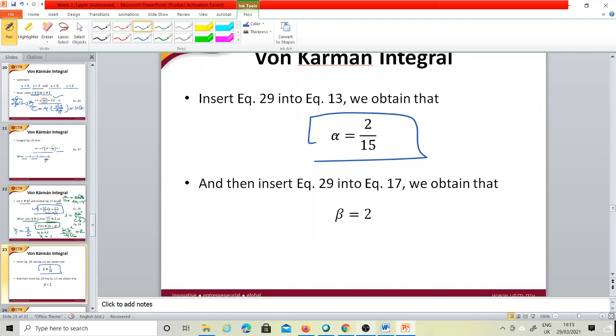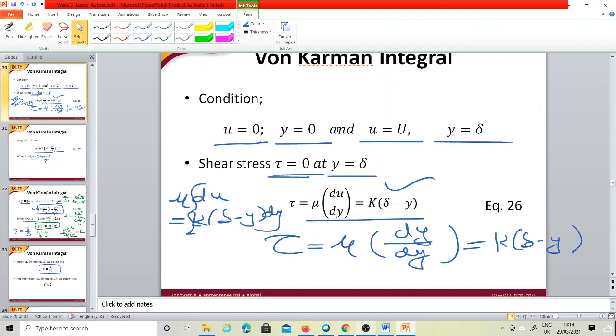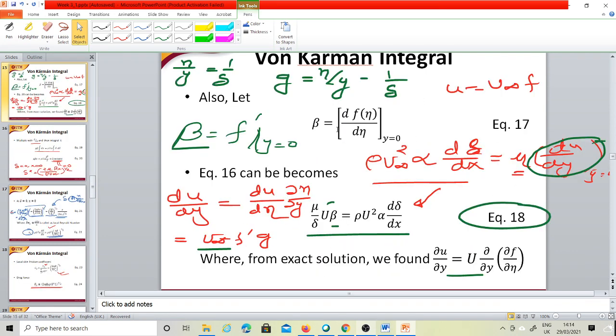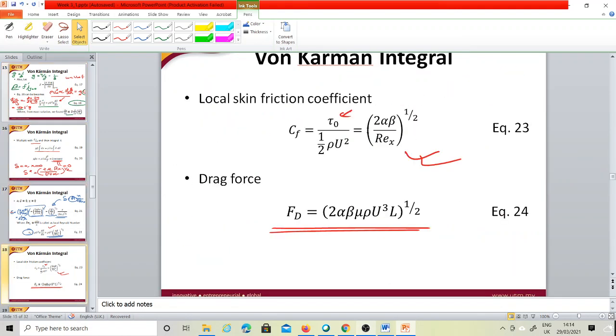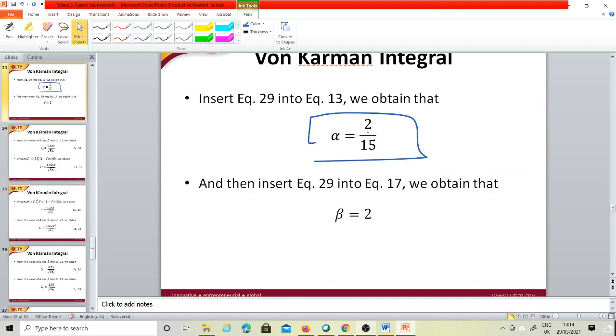Similarly, if you go to equation number 17 and want to get the beta, again you put the value and differentiate with respect to eta. You will get 2 minus 2 eta, so it should be, if I'm not mistaken, 2. Okay, so you will get beta as 2.